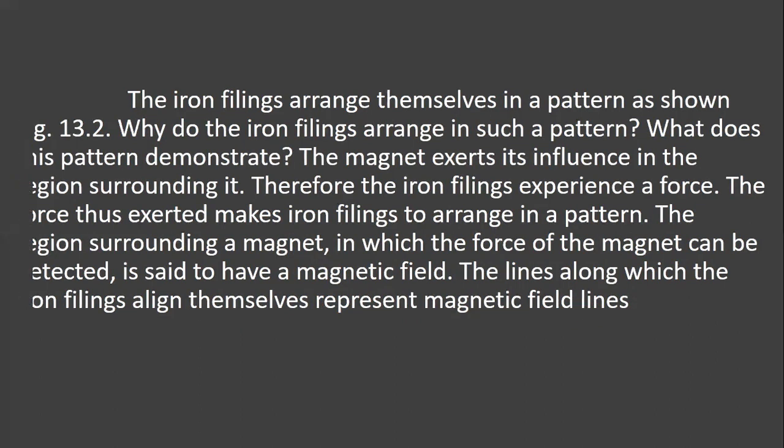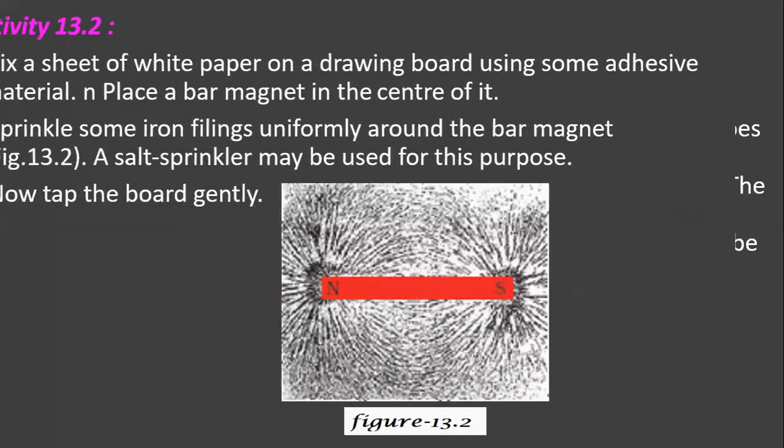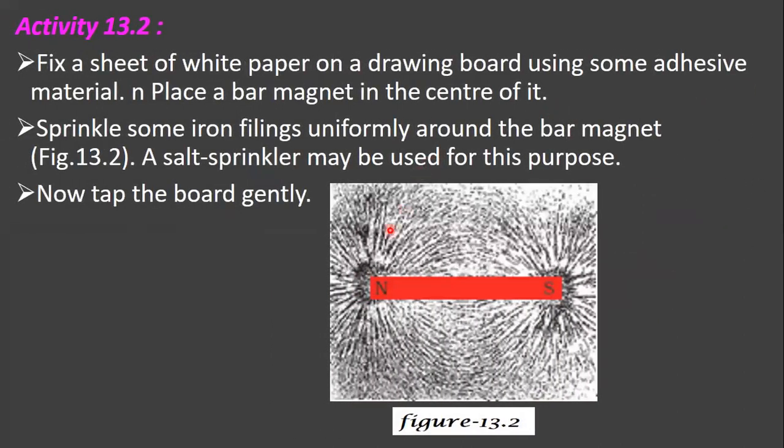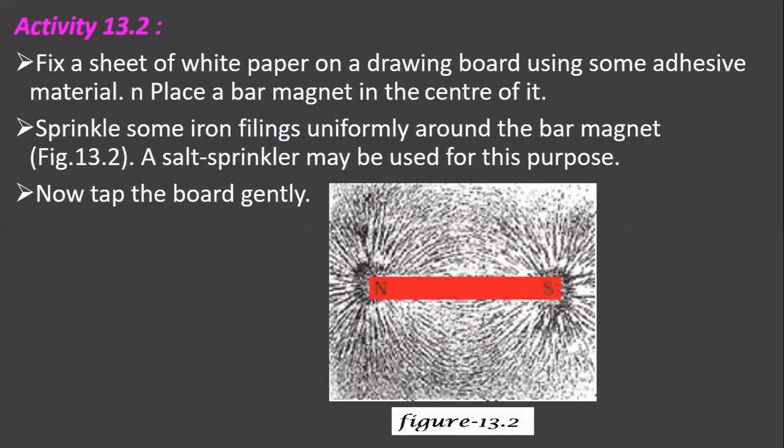See children, observe this figure here. This region surrounding the bar magnet in which the force is exerted is called the magnetic field. And you can see lines here. These lines are called the magnetic field lines. These are the lines along which the iron filings align themselves.